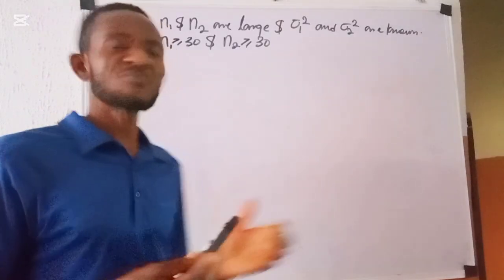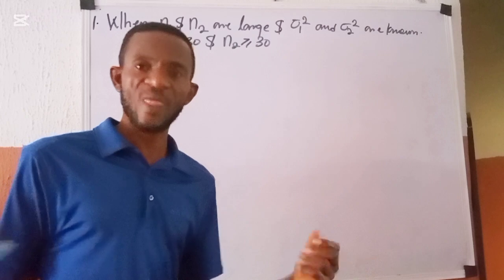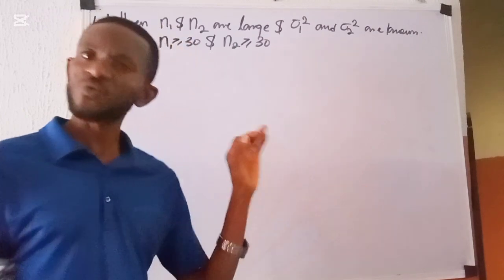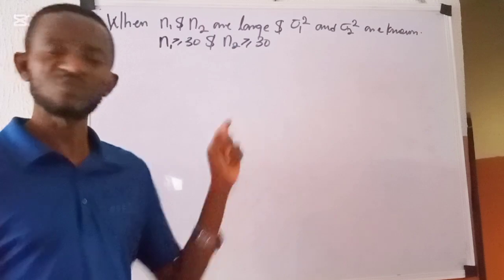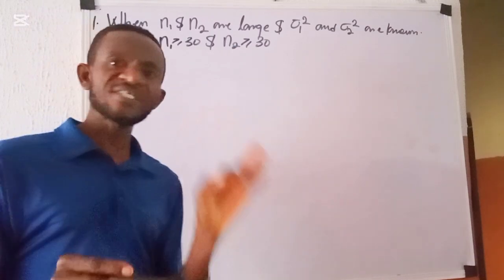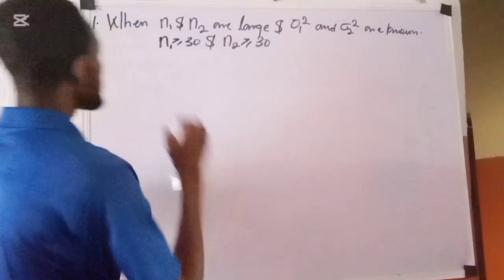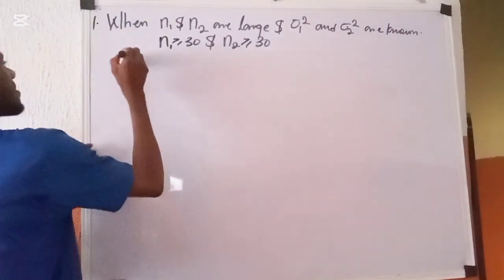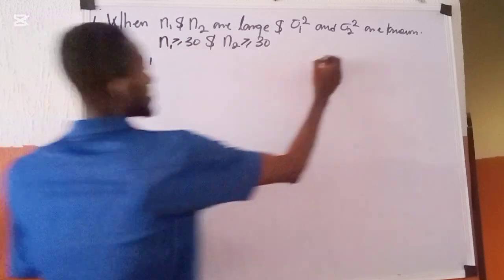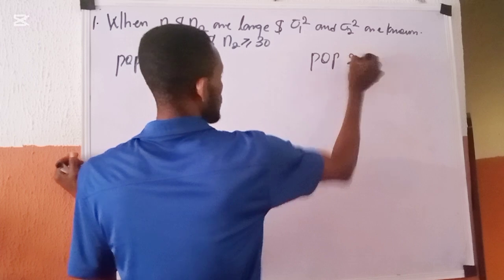So the question becomes, under these conditions now, what do we do? How do we construct the confidence interval that will contain the difference between the two population means? The very first thing we are going to do is this. We are going to take sample from, let me call this POP1 as usual, POP1. Let me call this one POP2, POP2.